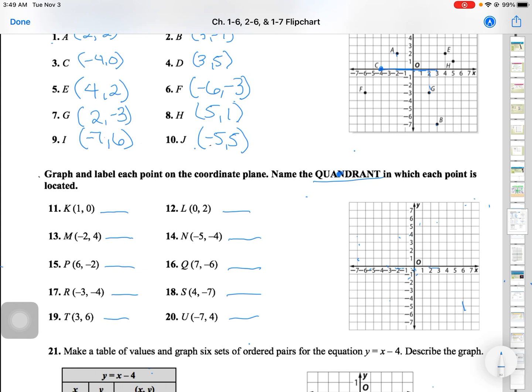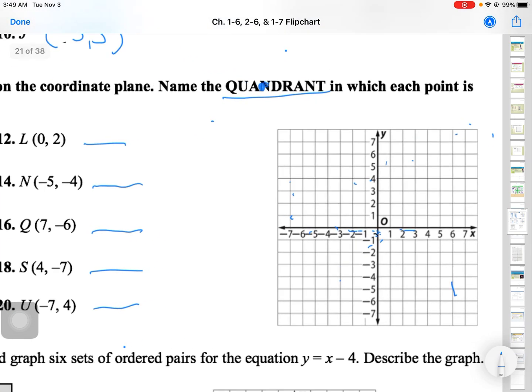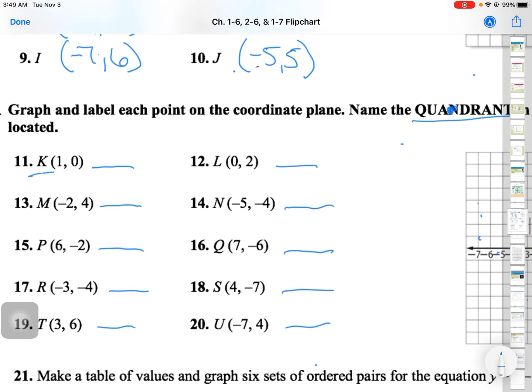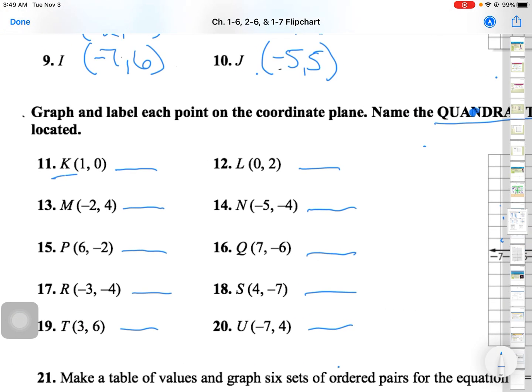Okay, so here I'm looking for K. I come over 1, up 0. I don't have to go up anything. So I'm going to put my point K, and when it is on the line, as noted before, we're going to say it is not in a quadrant, or you can put none.